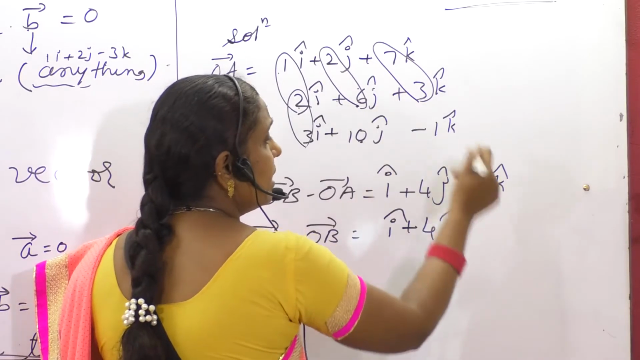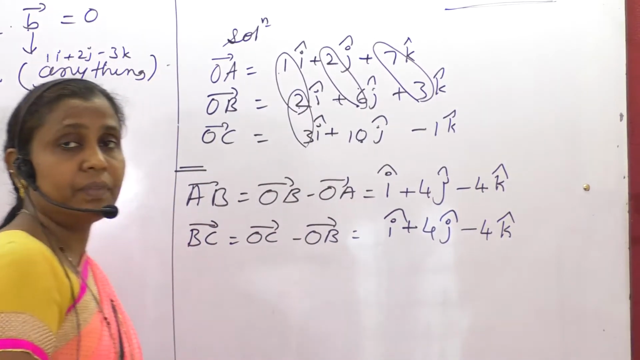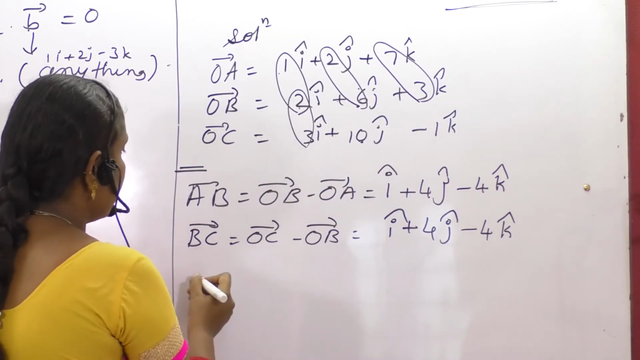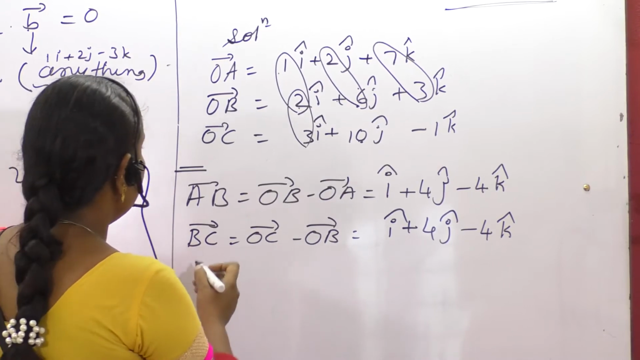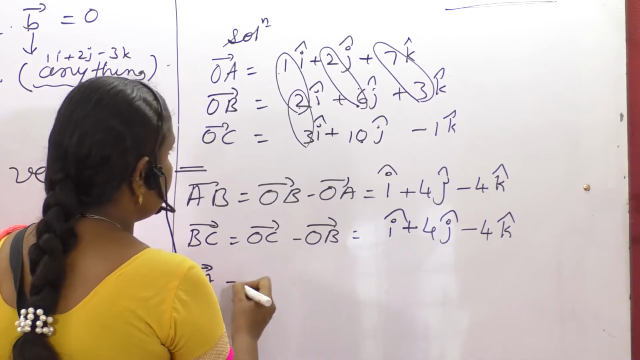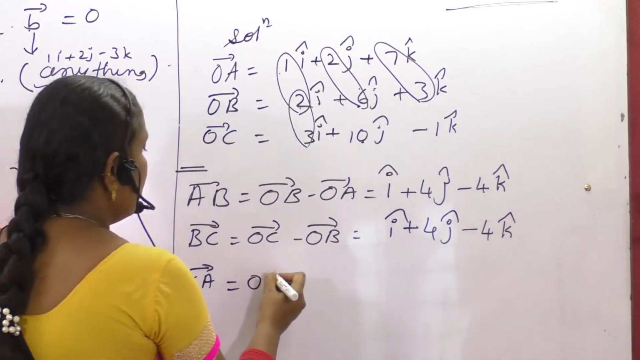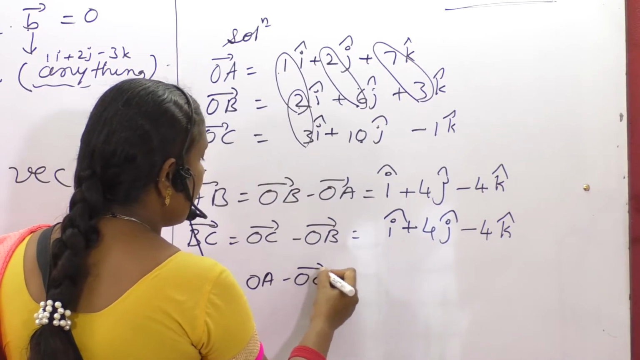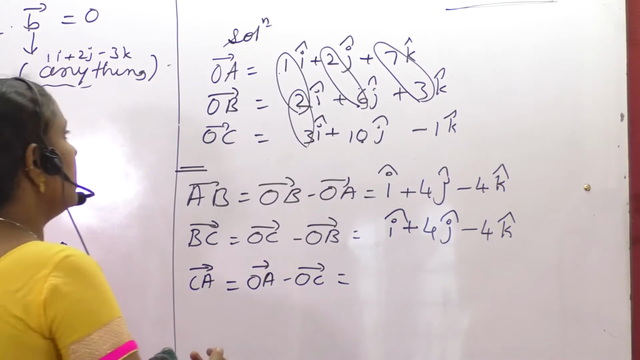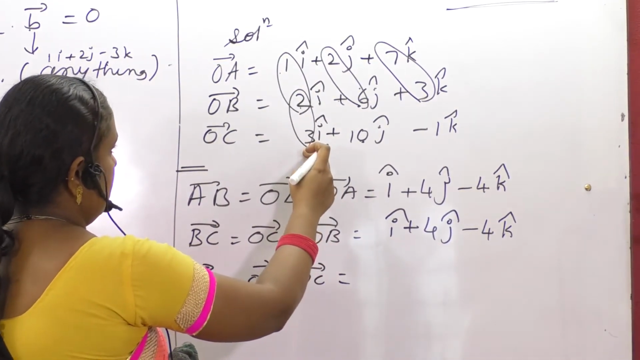Minus 1, minus 3, minus 4K. Okay? BC is OC minus OB. Then what we'll do? We'll write CA, the expression. CA is equal to OA minus OC. Am I right? Okay. OA minus OC means 1 minus 3.